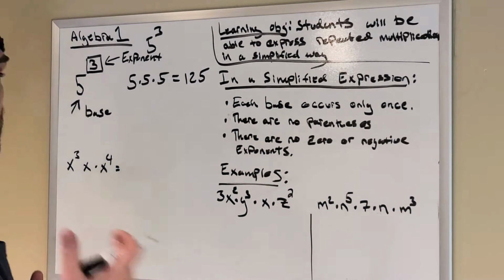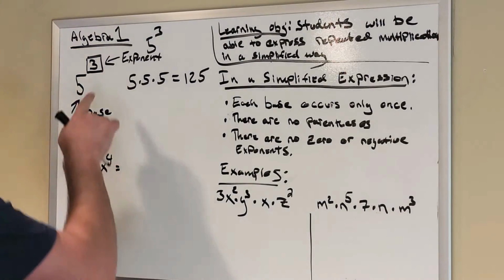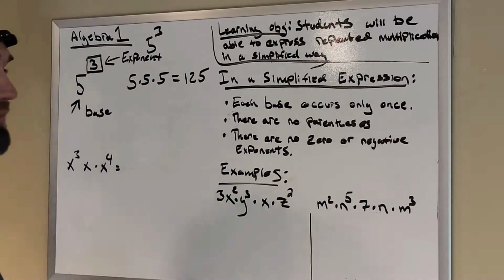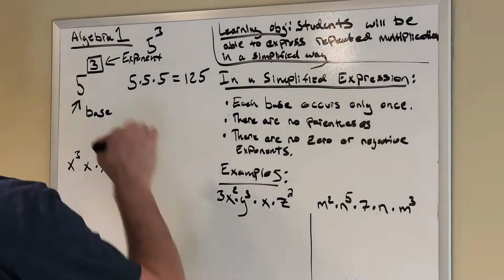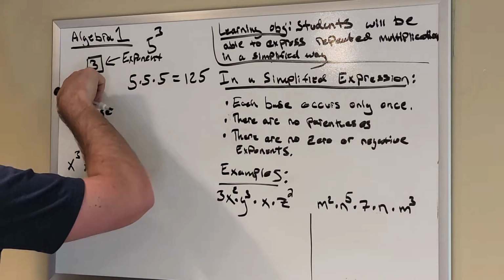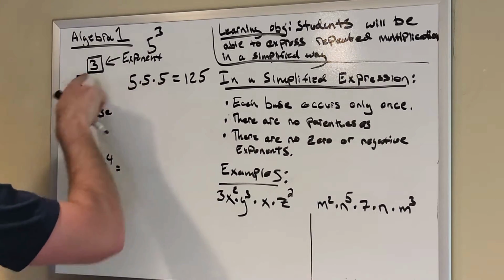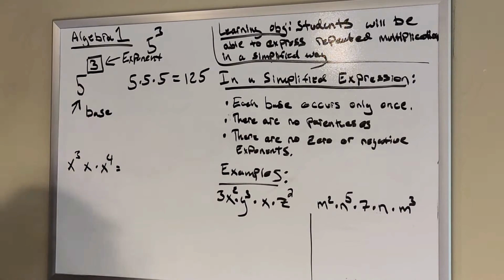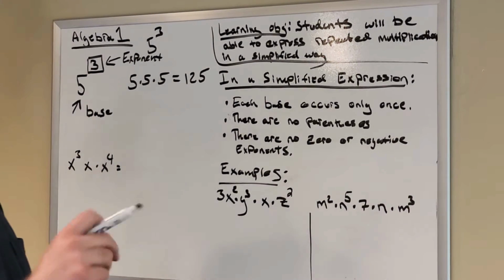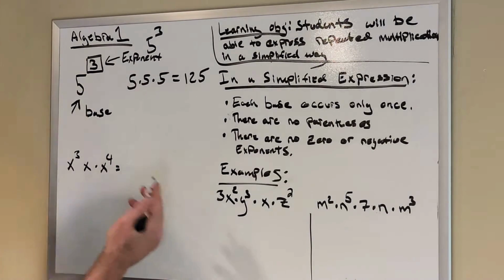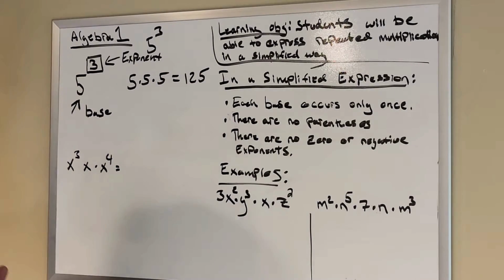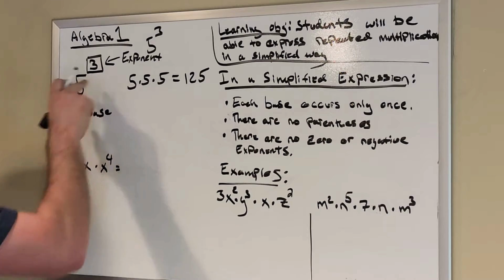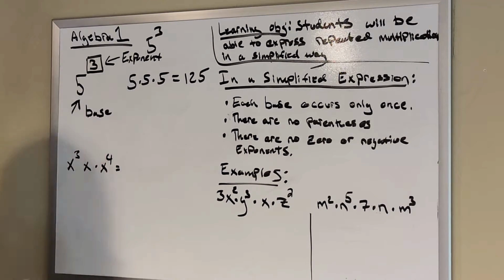Where students mix things up, they look at 5 to the third and say, oh, that's 5 times 3, that's 15. 15 is a lot different than 125. So remember, it's this number multiplied by itself, 5 times 5 times 5, 3 times. If this was 5 to the fourth, it would be 5 times 5 times 5 times 5, 5 by itself 4 times. And 5 to the fifth is 5 times 5 times 5 times 5 times 5, 5 by itself 5 times. So we have the base, we have the exponent, and that's basically what it is.